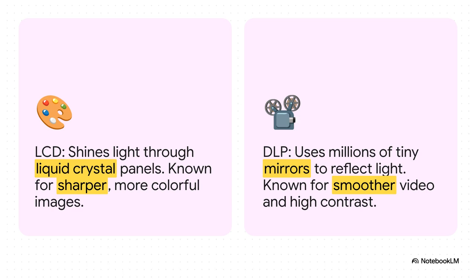They work by shining a really powerful light through three separate panels, one for red, one for green, and one for blue. They're famous for really sharp images and great color. On the other side, you've got DLP projectors. These use a chip covered in millions of microscopic tilting mirrors to reflect light. They're praised for super smooth video and really high contrast. So two totally different approaches, but they have the exact same goal, turning data into a visible image.